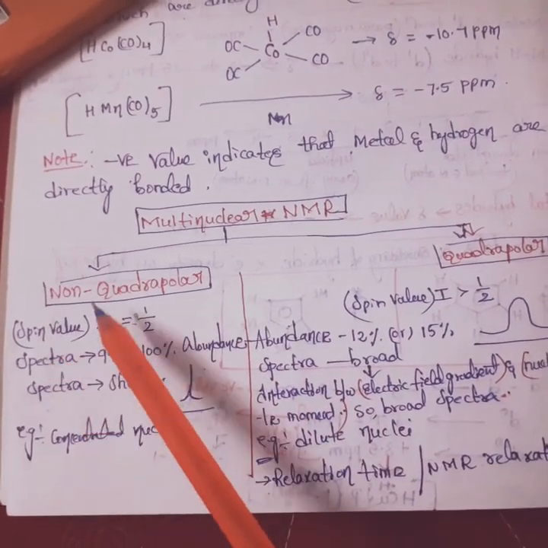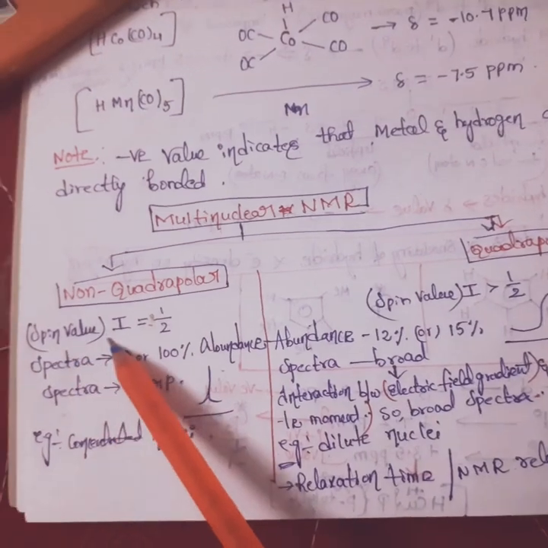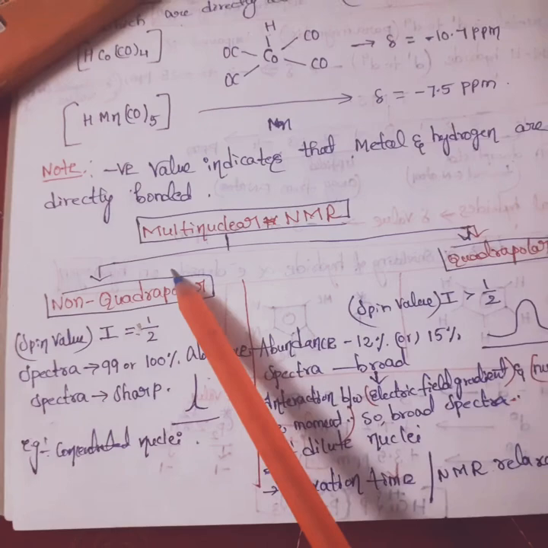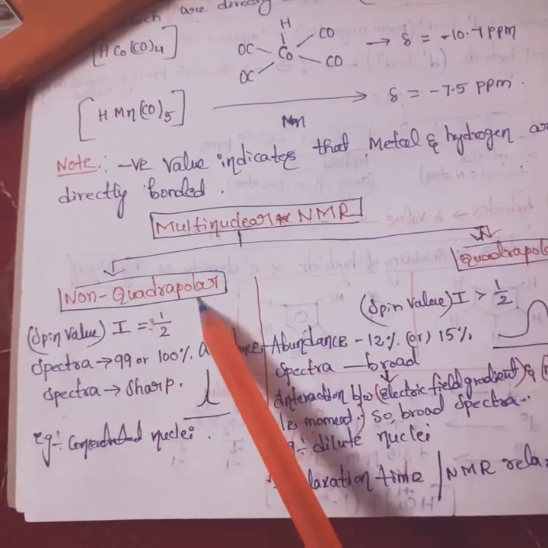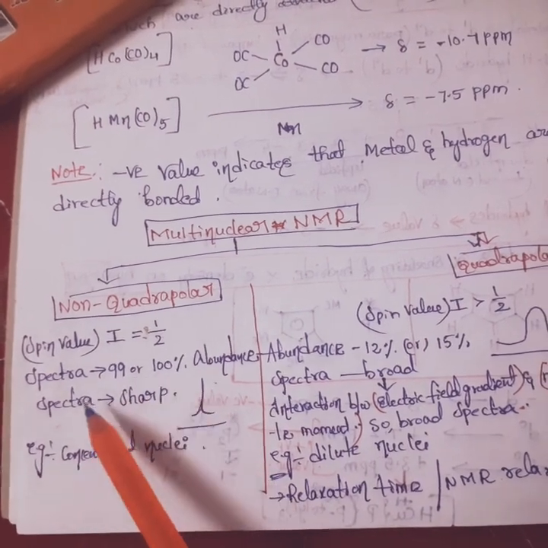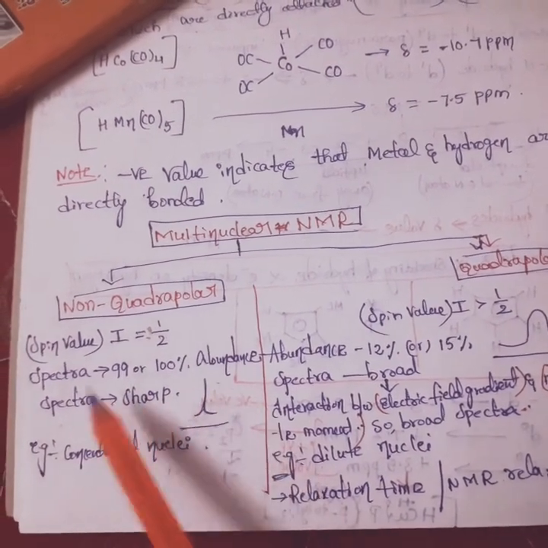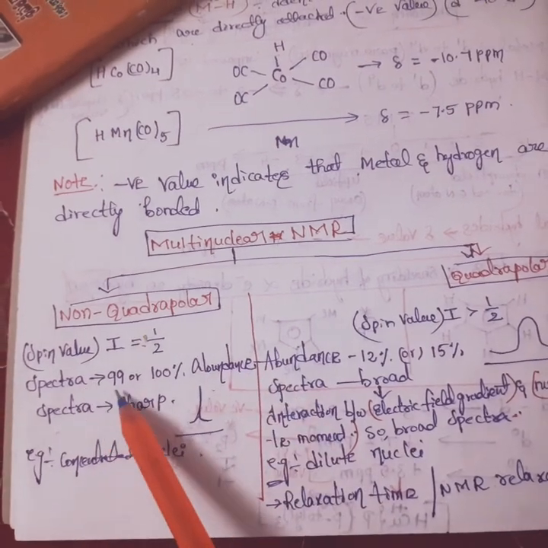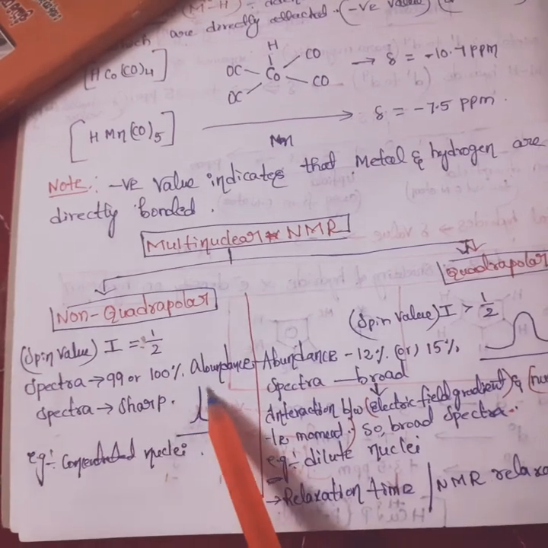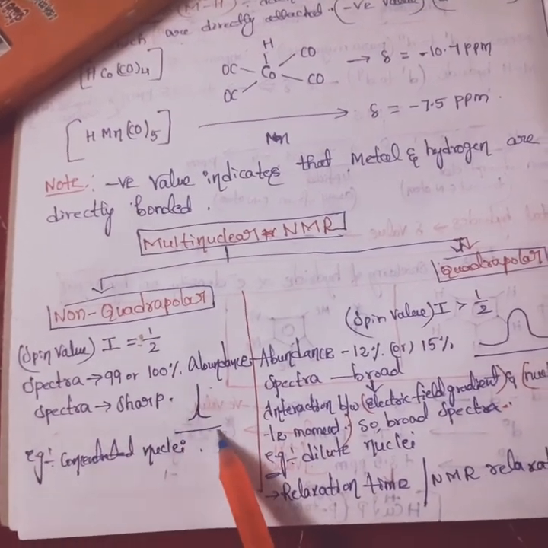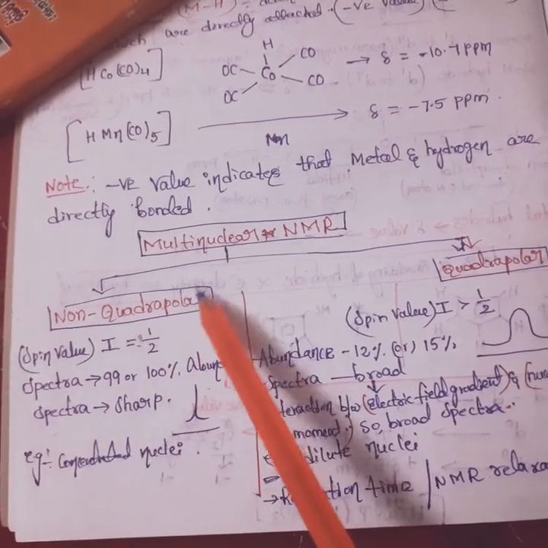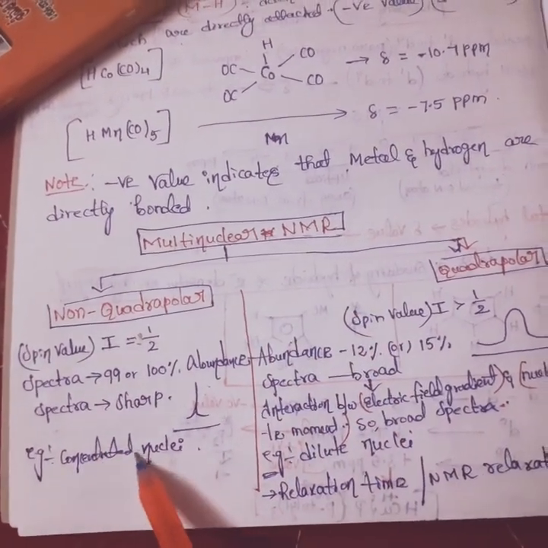For non-quadrupolar multinuclear NMR, the spin value is exactly half. Next, the spectral abundance is almost 99 or 100%. Here the spectra is sharp. And the example for non-quadrupolar multinuclear NMR is concentrated nuclei.